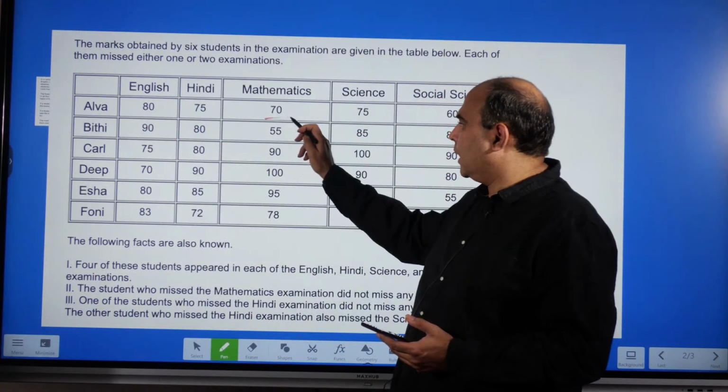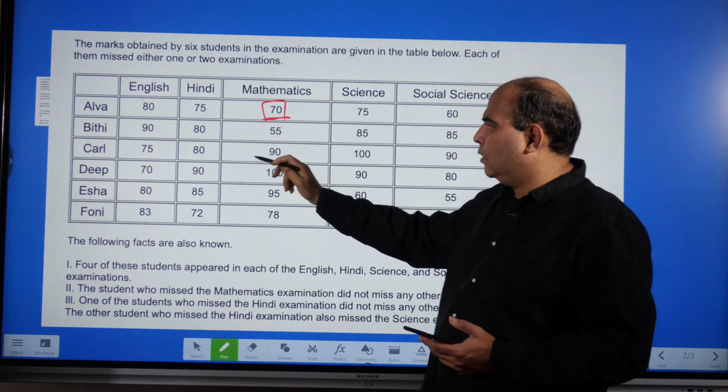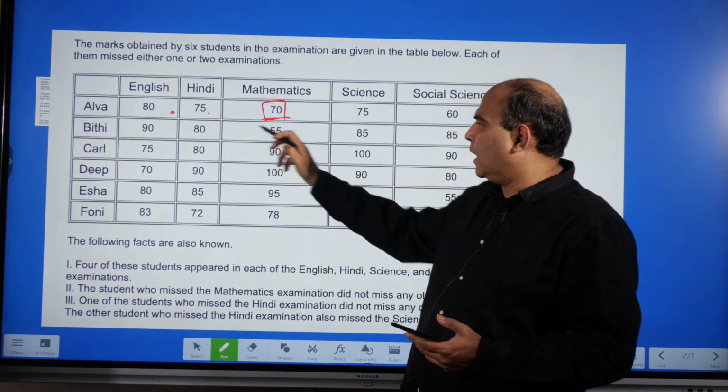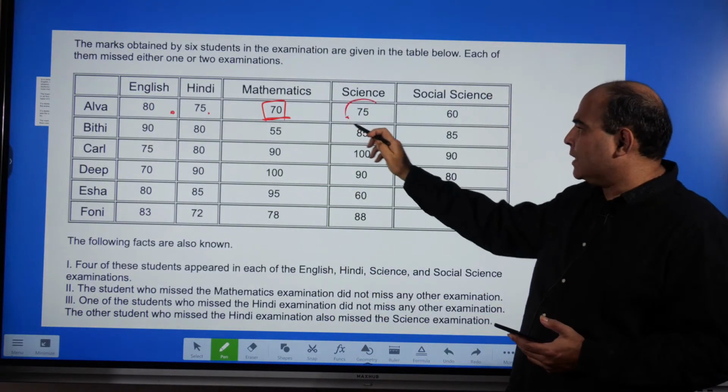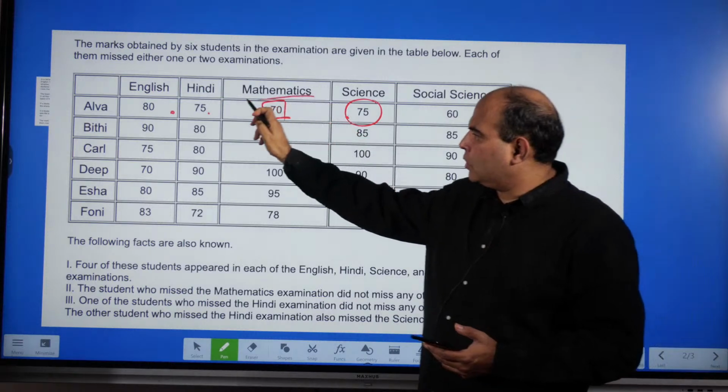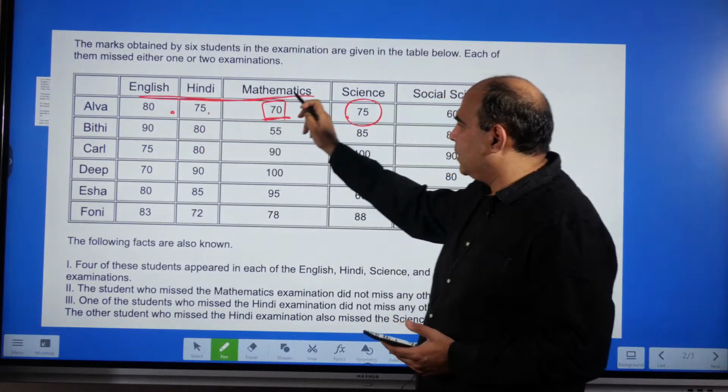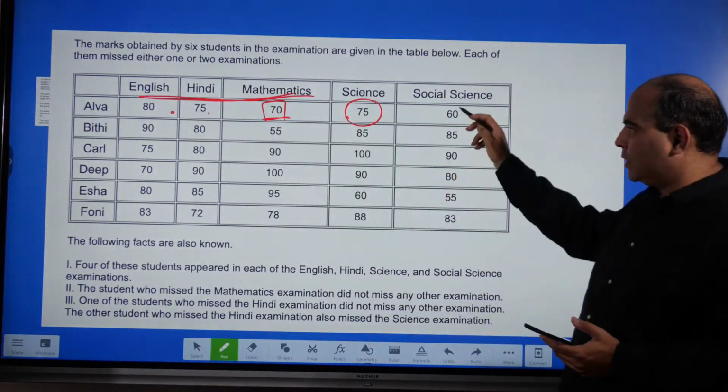The answer is no. Can she miss the Maths exam? The answer is no, because in that case she will get the average of these 3, which is not 70. Can she miss the Science exam? The answer is yes, because she will get the average of these 3, which will be 75. And can she miss the Social Science exam?